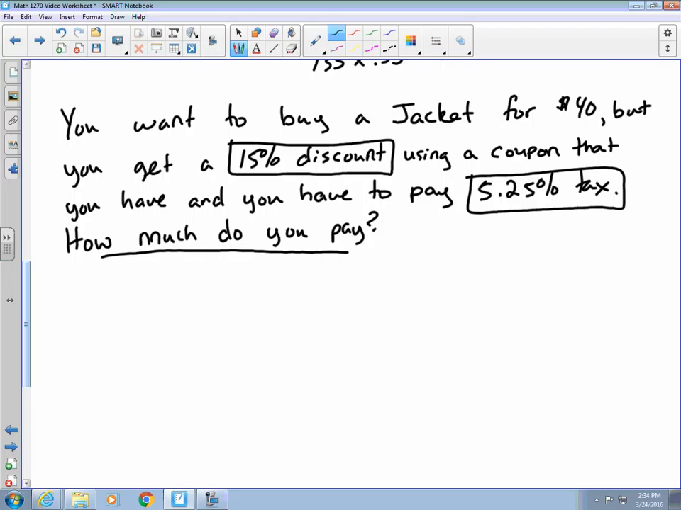So if you buy a jacket for 40 bucks, but you get a 15% discount, you want to figure out what 15% is of the total price. That just tells you how much you save. So you have to do a little bit more than just say your answer is $6. No, this is just a discount. Very important. If you're going to save $6, you have to take that off the original. Realize that now you're down to $34.